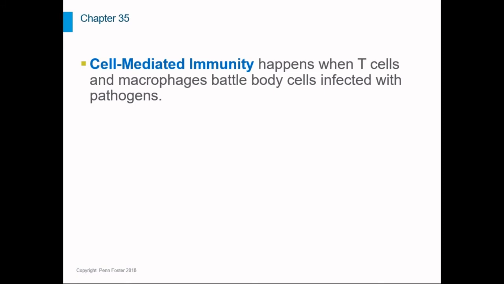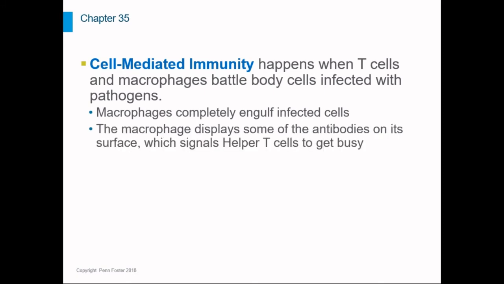Cell-mediated immunity happens when T cells and macrophages, which are other immune cells, battle body cells that are infected with pathogens. What happens is the macrophages come in and completely engulf the infected cells. They kind of eat them, keep them inside. They take some of the antibodies off of the surface and display them on the surface of the macrophage. And this signals helper T cells to get busy.